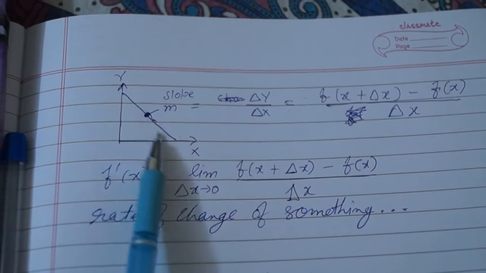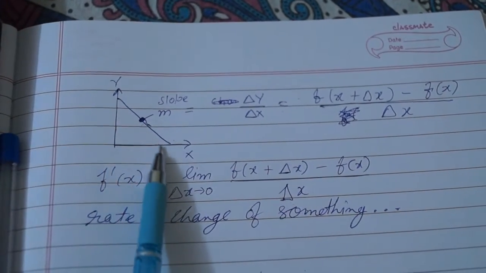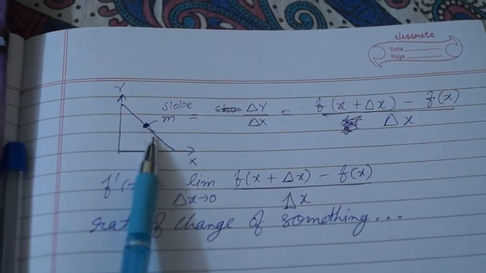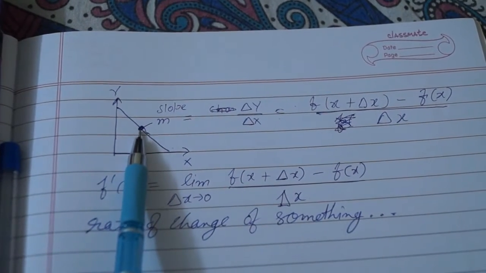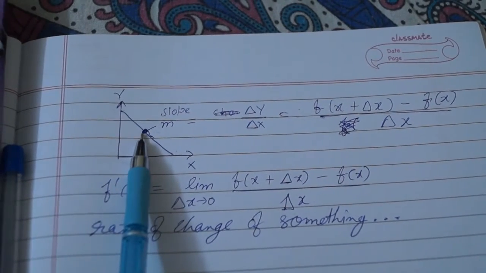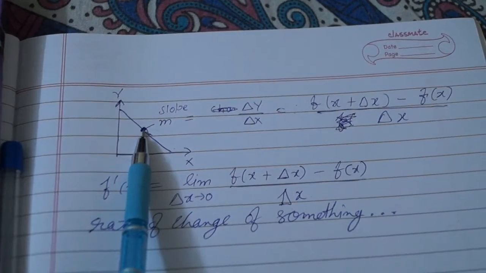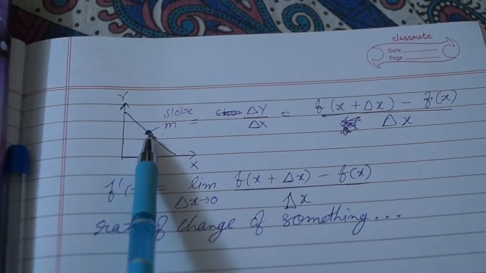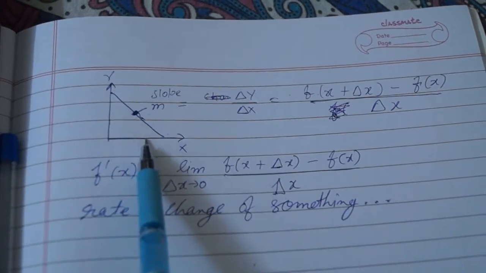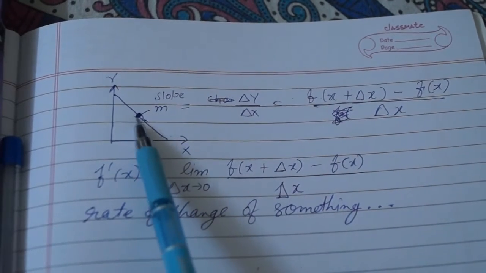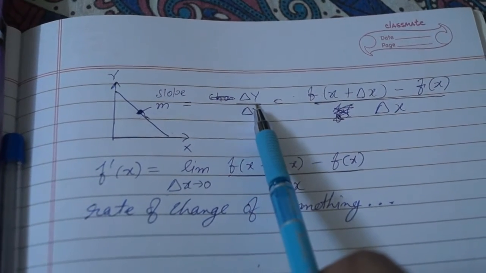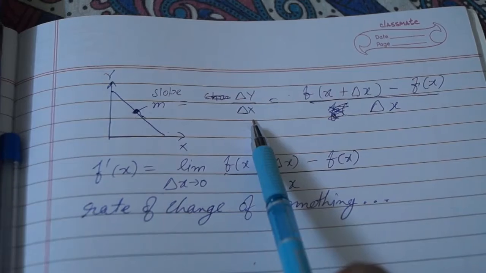Suppose we have a function that draws a line like this between the x-axis and y-axis, and we want to know at this particular point how fast or slow this function is changing. So we want to calculate its slope. Its slope will tell us the rate of change of whichever thing the function describes. So how can we calculate the slope? We can calculate it as the change in y divided by the change in x.